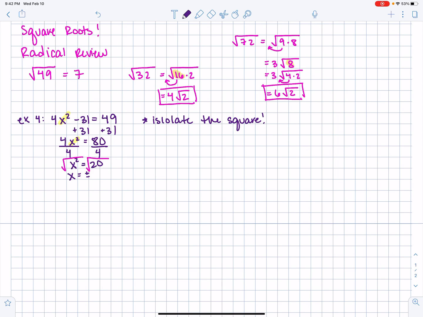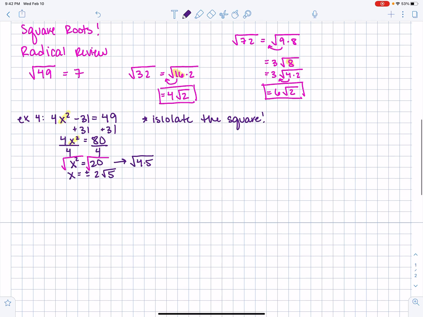20 can now become 2 square root 5. If you can't see that right away, please see that 4 times 5 is 20. I'm just going to put another reminder. I went over that really quick, but don't forget your plus or minus on that one.